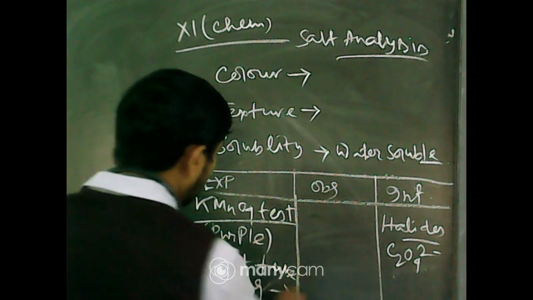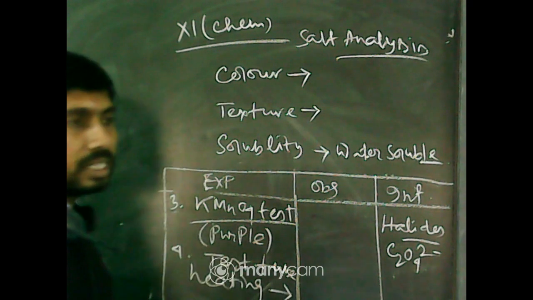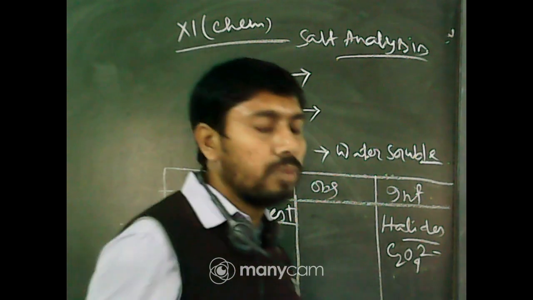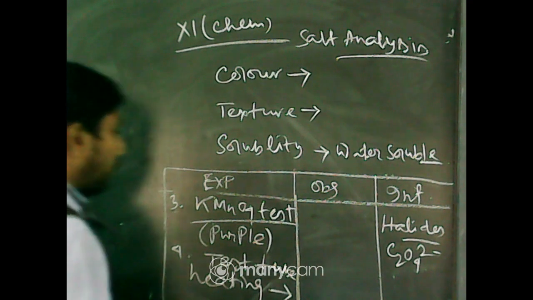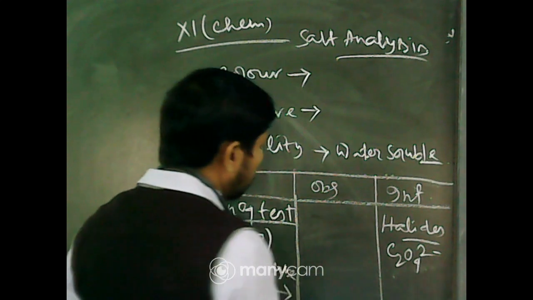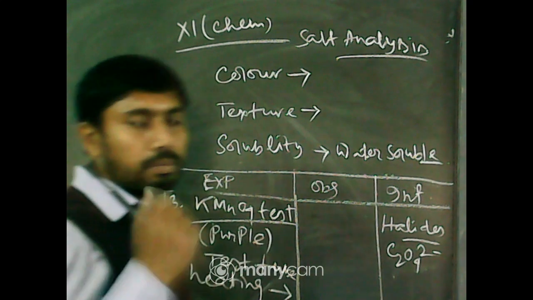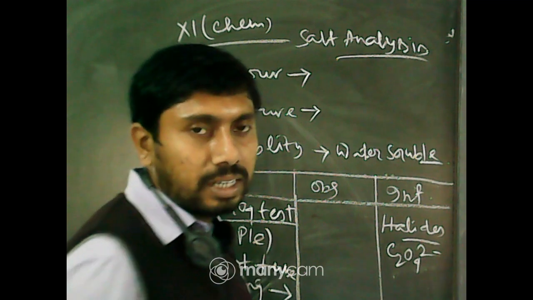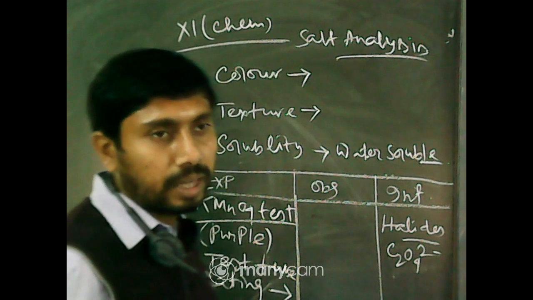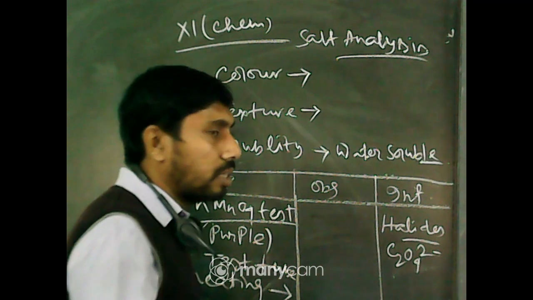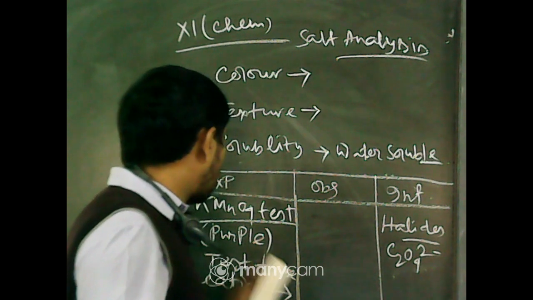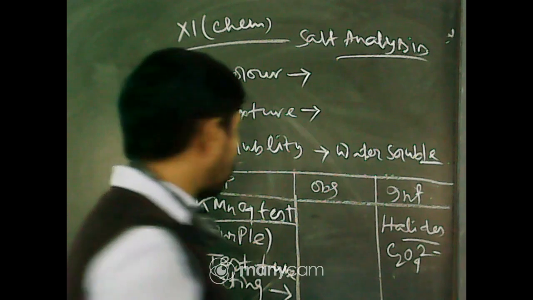What is done here? A solid sample is taken in a dry test tube and heated in the Bunsen burner. Any characteristic gas may be evolved from that. Suppose nitrite, if present, then it will give brown vapor. So, this is the test tube heating test.